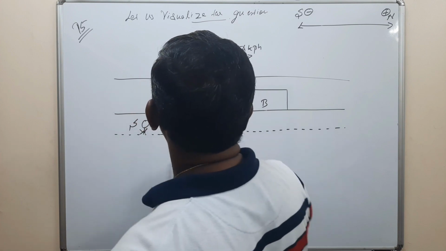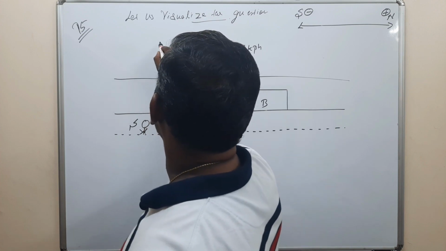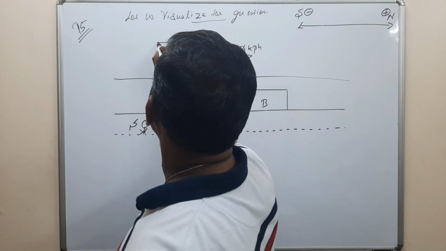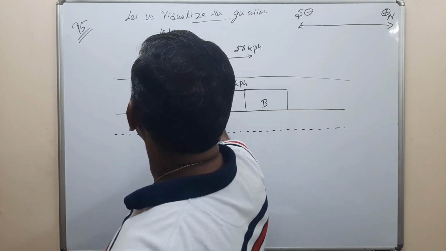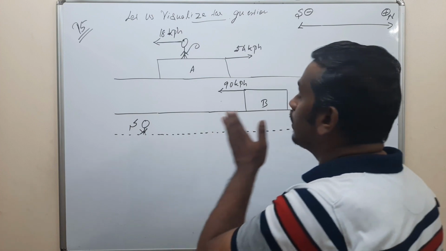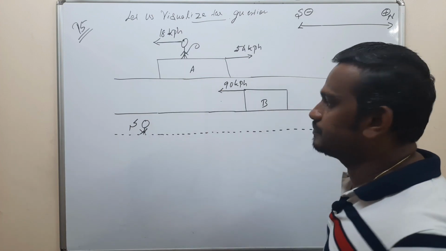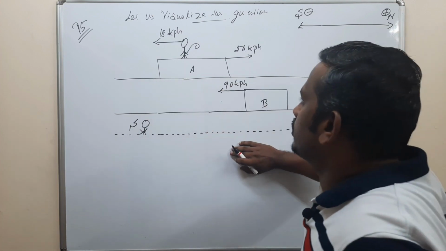Top of the train A, which is moving, the monkey runs with respect to the train at 18 kph against the motion of the train. So this is the visualization of the question.